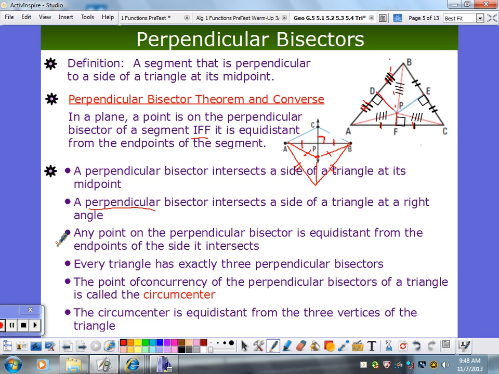Every triangle has at least 3. So I can see it. You have 3 sides, so you can make 3 perpendicular bisectors. And look how they're all meeting up. This is a point of concurrency. It's a center of a triangle, and it's called a circumcenter. So if you have 3 perpendicular bisectors, they are all going to meet at the same point. We call that point a circumcenter. And it's equidistant from the 3 vertices. So if you connect the circumcenter to all the vertices, you get 3 congruent segments. Wow, that's a lot of things.